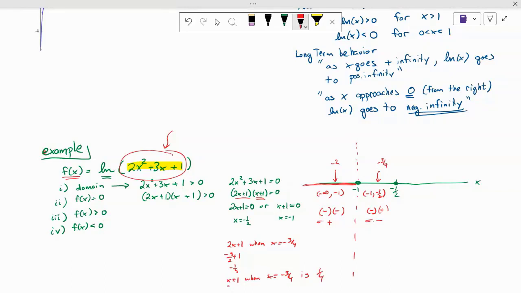The question was about the 2 test points to plug into this polynomial. We first found where the polynomial is 0, and that happened at 2 x values. From everywhere else, we can just choose a random test point in each interval and plug it into the polynomial to test whether it's negative or positive.